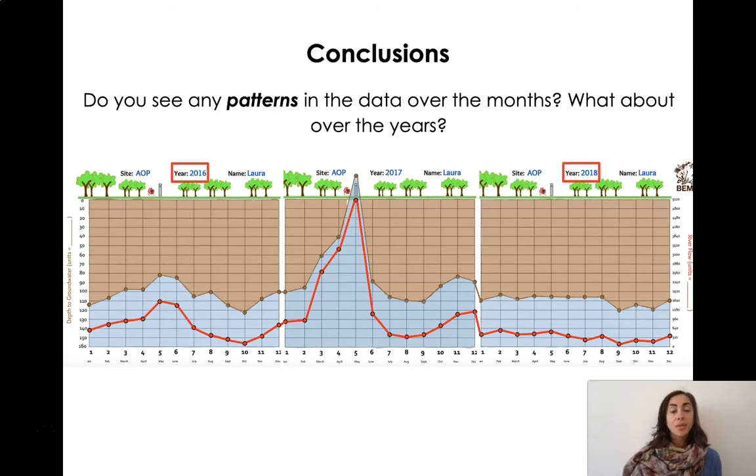To start thinking about these results, we can go back to our initial questions. The first one was: do you see any patterns in the data over the months? We can choose one of these graphs; you don't need to look at all the years. What you can see is that the first months stay more or less the same, but there are these 3 months, usually May, June, and July, sometimes even as early as April and as far as July or August, where there is an increase in the river flow, and you can also see that in the depth to groundwater.